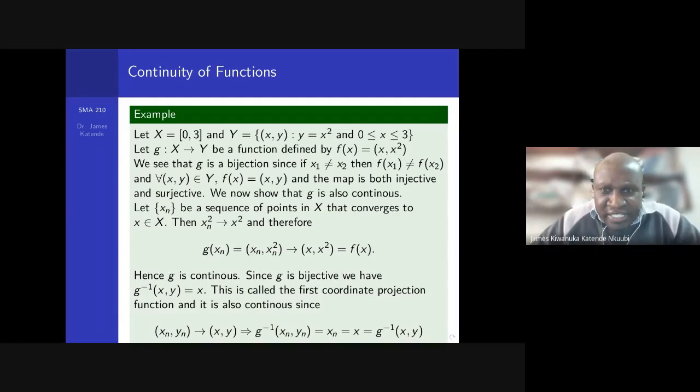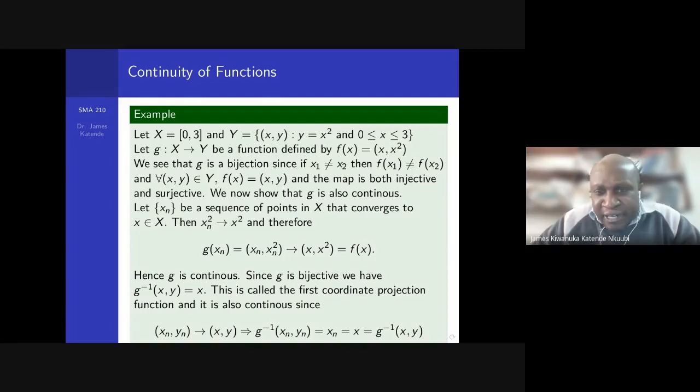So assuming we use G as the function, then we evaluate the function at any point in the sequence, xn, and we get the ordered pair (xn, xn squared). Since xn converges to x and xn squared converges to x squared, this ordered pair will also converge to the other ordered pair, (x, x squared). And this is precisely the value of the function at the point x. This means that the function is continuous, according to our definition.